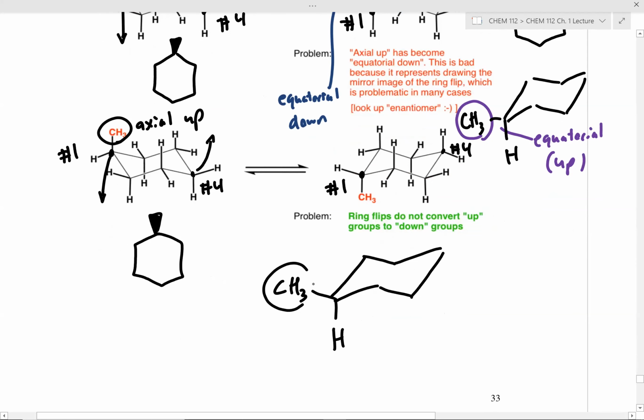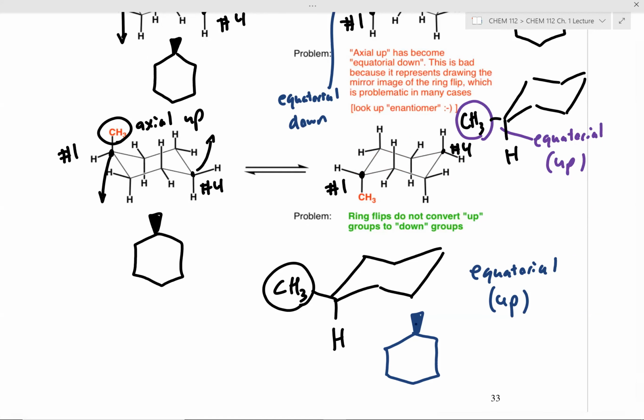And again, really critically, this is equatorial, and the methyl group is pointing up relative to the hydrogen. So we have the exact same stereochemistry. We have not accidentally drawn an enantiomer in this correct structure, but we have successfully undergone a ring flip and changed this methyl from axial up to equatorial up.